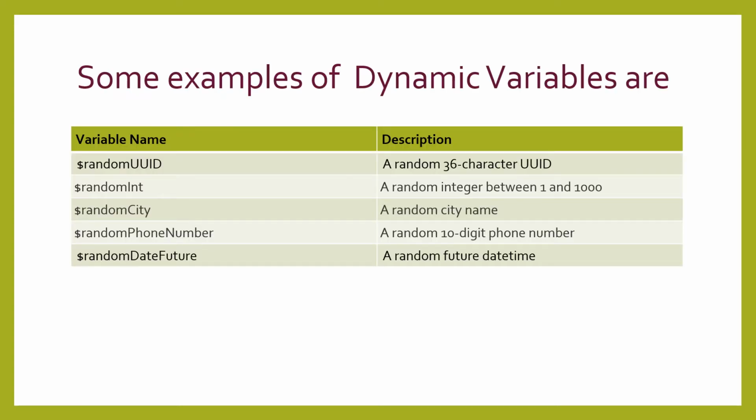Some of the examples of dynamic variables are as below. The first one you can see is to generate a 36 character UUID. Another is a random integer between 1 and 1000. You can generate a random city name. You can have a random 10-digit phone number. You can have a random future date time. These are just some sample examples of dynamic variables.